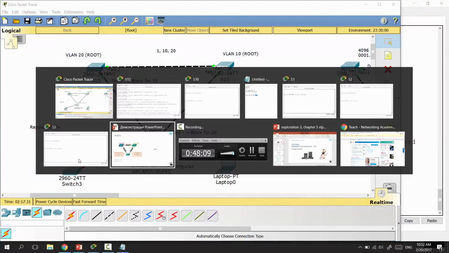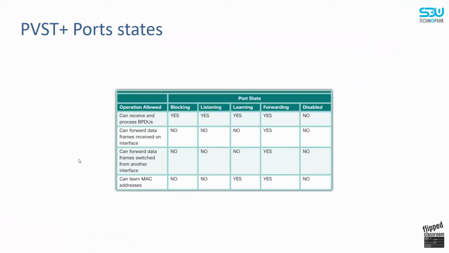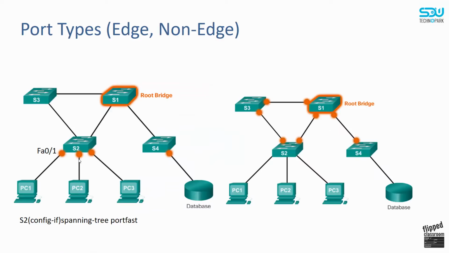Well, let us continue our lecture. So also we have to take a look at the ports of the rapid PVST mode. We have two types of ports: edge ports and non-edge ports. Edge ports are those ports which have to be configured with the port fast, and the non-edge ports are not going to be configured with the port fast in RSTP.